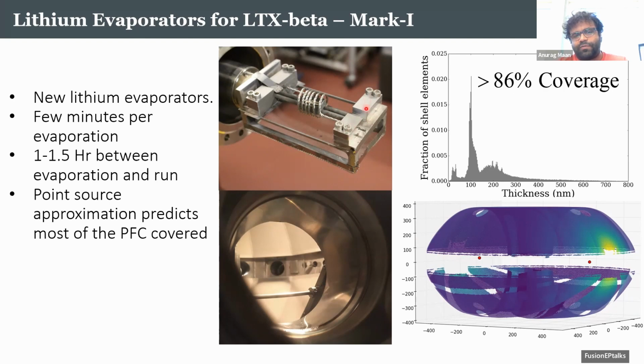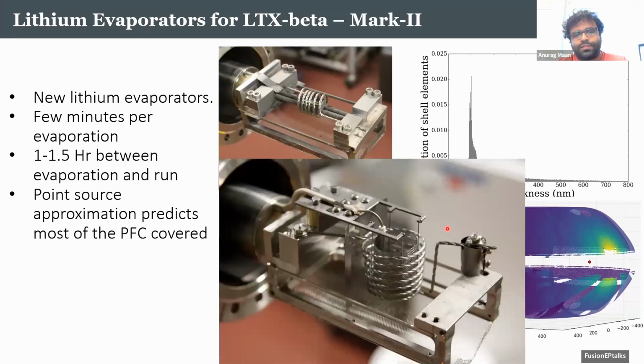There was some shadowing from these elements, but some modeling indicated that because these large blocks in the front are provided for structural support and to hold the filament, there might have been some shadowing on the center stack. And although we were reaching pretty good coverage, we may not be entirely coating the limiting surfaces, because that's where the plasma limits, on the high field side center stack shell.